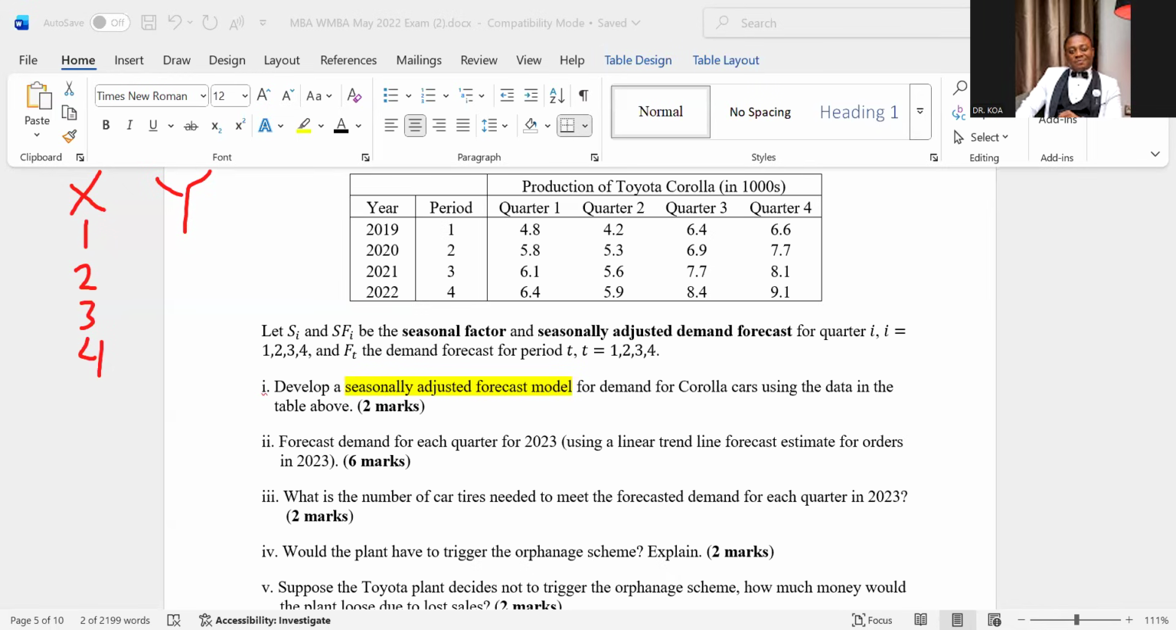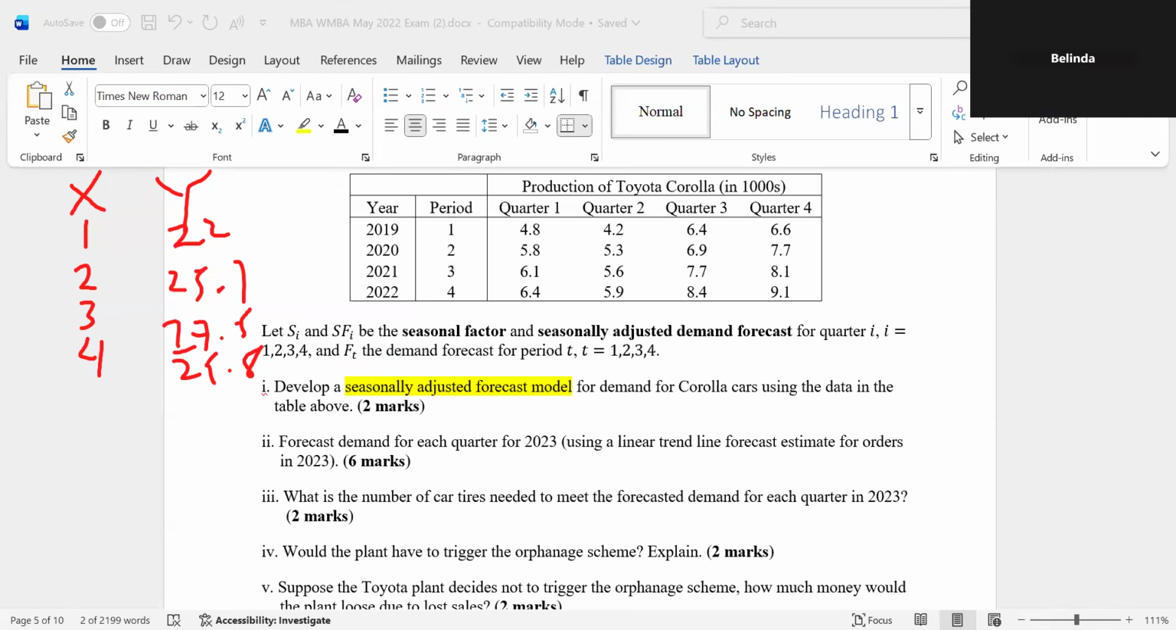Y's are 22, 22, good. 25.7, 25.7, 27.5, 27.5, then 29.8. So guys, you should be writing these down. And that's why it's 6 marks here, because there's a lot involved there. After you've gotten your X and your Y, yes, Belinda.